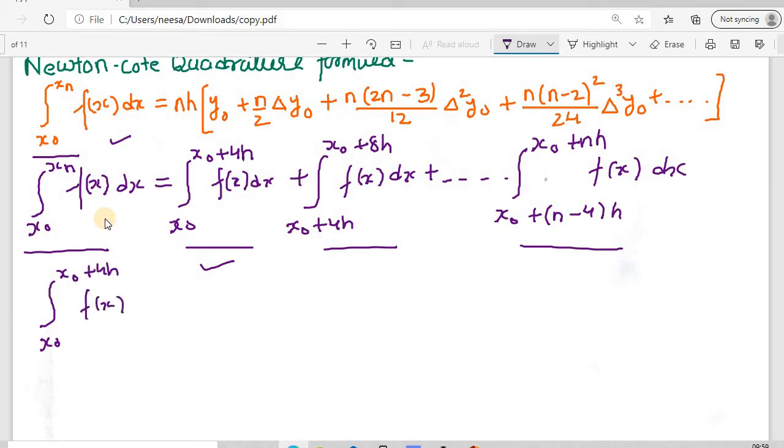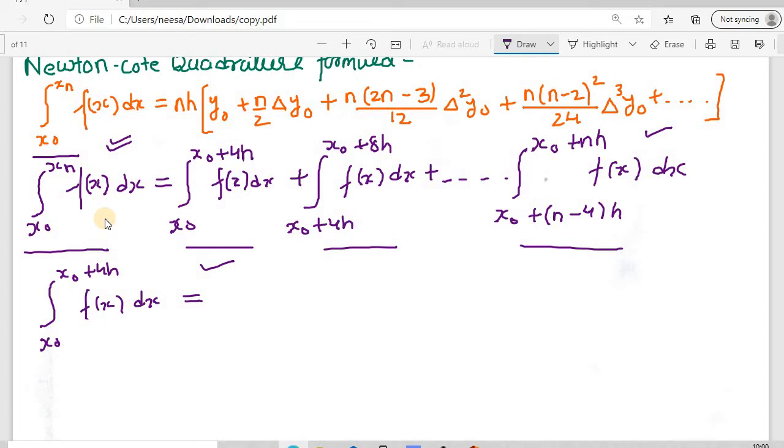This is f(x) dx, the first subinterval. Let me remind you, this can easily be obtained by putting n is equal to 4 into the Newton Cotes quadrature formula. And remember, as it is for n is equal to 4, we will take terms only up to order 4, that is till del 4 y0, and further terms will be ignored.